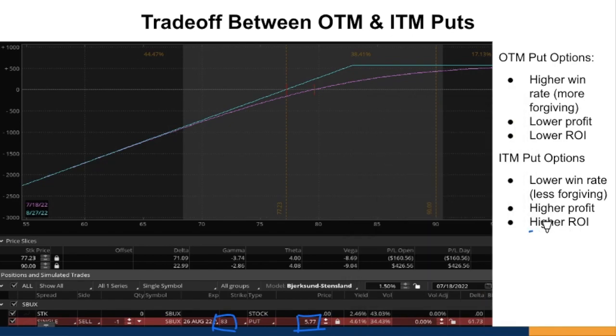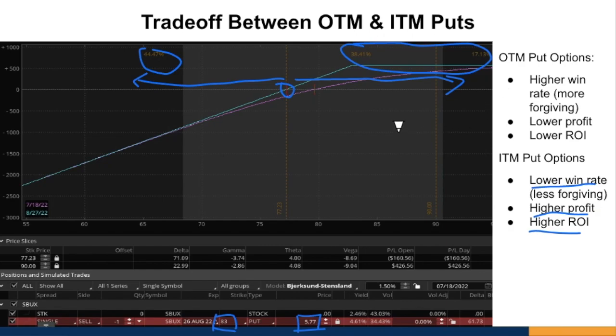Now, although you'll be making much more, a higher profit and a higher return, the trade-off is that you actually have a lower win rate. If you take a look at the percentage of these 2 points down here, this is where your break-even price is. Again, you take the strike price minus the $5.77. That is your break-even price. Anywhere below this break-even price, you are losing money on your short put. Anywhere above this, you make money. As you can see, the chance of you losing money from here on is 44.47%, which is much higher than the 20-something% for the out of the money put option.